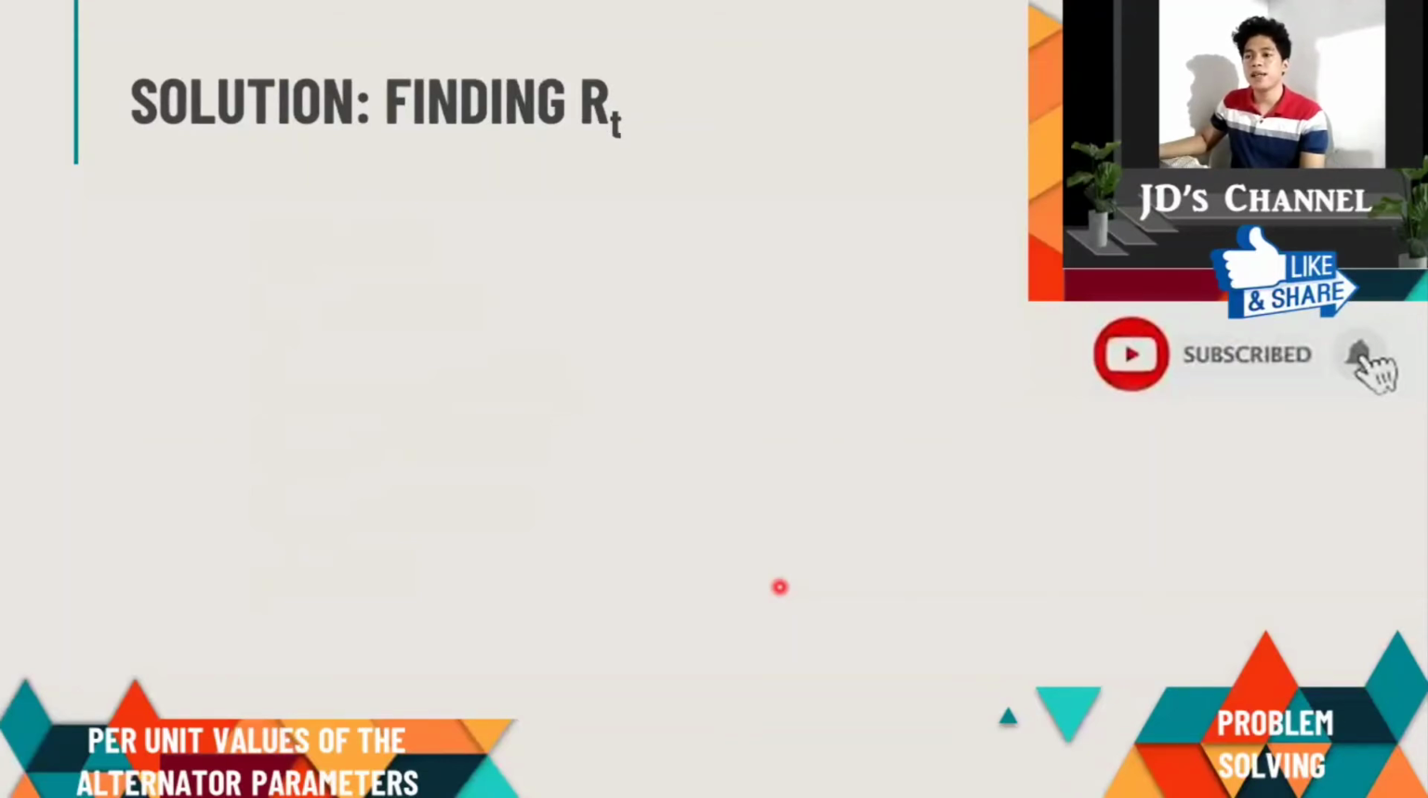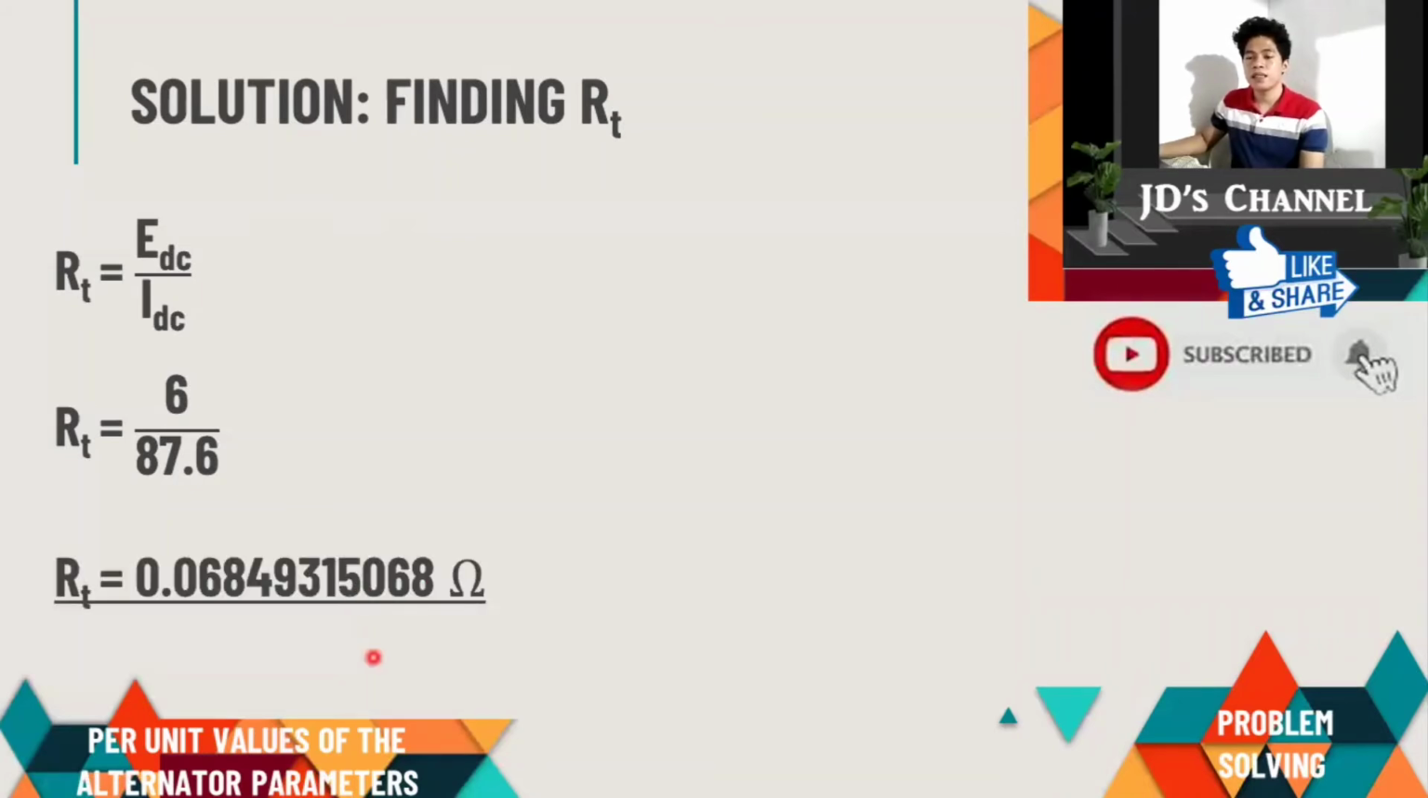Solution, finding the RT. RT is equal to EDC over IDC. Then class, let's substitute our values. EDC is 6 and IDC is 87.6. And then, what will be our answer for RT? RT would be 0.06849315086 ohms.